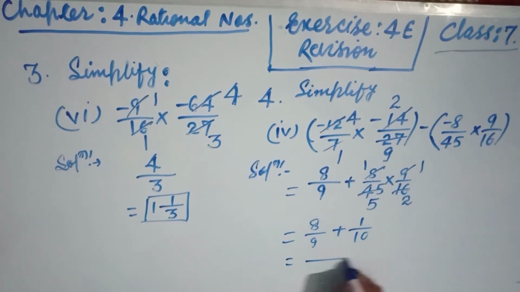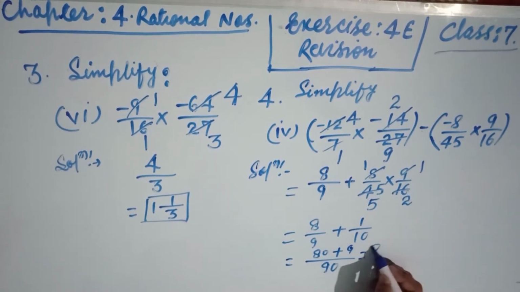Now take the LCM of 9 and 10, this is 90, friends. Divide this 90 by 9, 10 multiplied by 8 is 80, this is plus. Now this 90 is divided by 10, 9 multiplied by 1 is 9, so this is 89 by 90, friends. I hope this is the answer you will get and you will understand. Okay, now you can match the answer, friends.